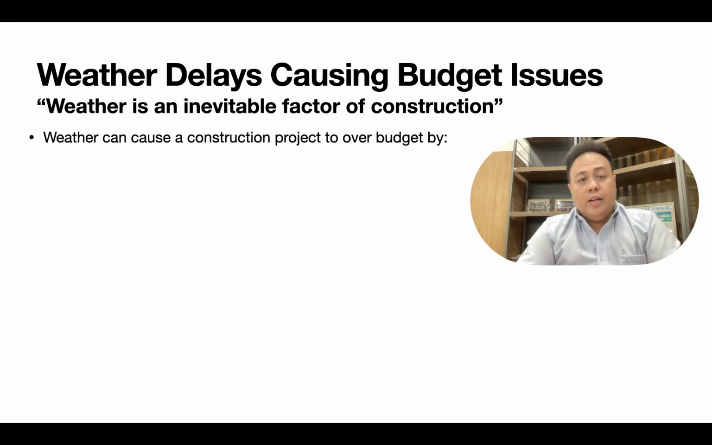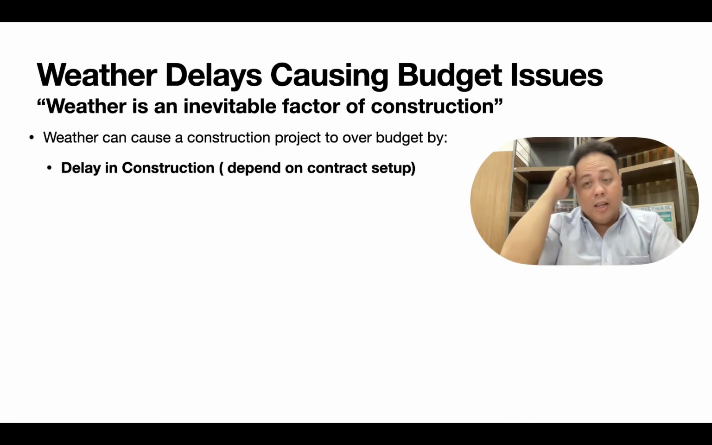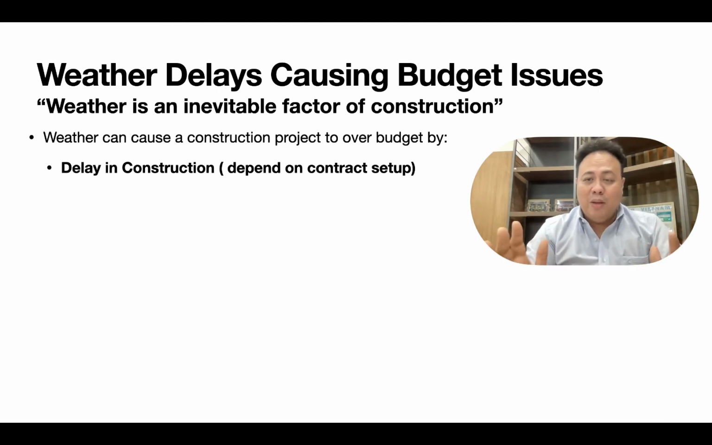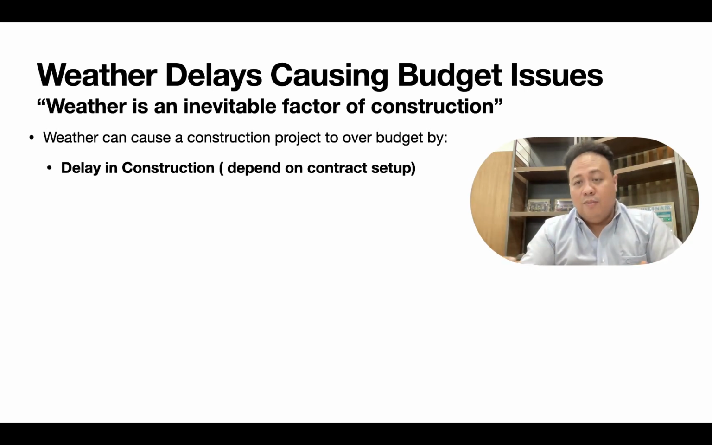Weather can cause a construction project to go over budget by delaying construction. It depends on your contract setup. In the contract there will be a clause that the main contractor fully understands the site conditions before he takes over, and he understands these unforeseen events, and has already put contingency costing for them.